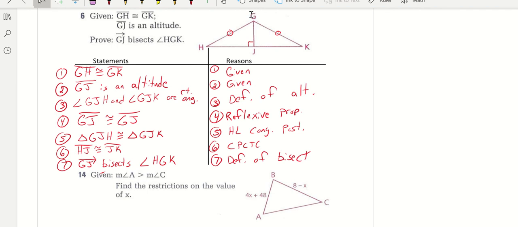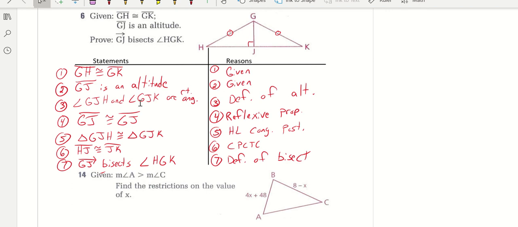That means GJ is a shared side of both of these triangles, so GJ is congruent to GJ. That is a reflexive property. And we're able to prove these 2 triangles are congruent through the hypotenuse leg congruency postulate. So here you see that given information. GH is congruent to GK, that's given, marked up on the figure. GJ is an altitude, that is given as well.